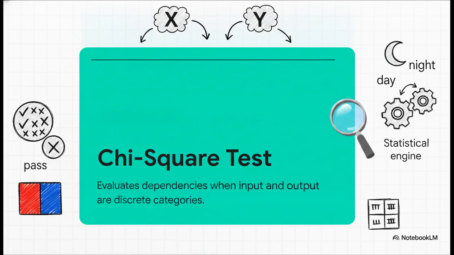So if you want to know, say, if there's a significant dependency between which shift is working and the type of error being produced, the chi-square test analyzes those categorical counts and gives you a definitive answer.